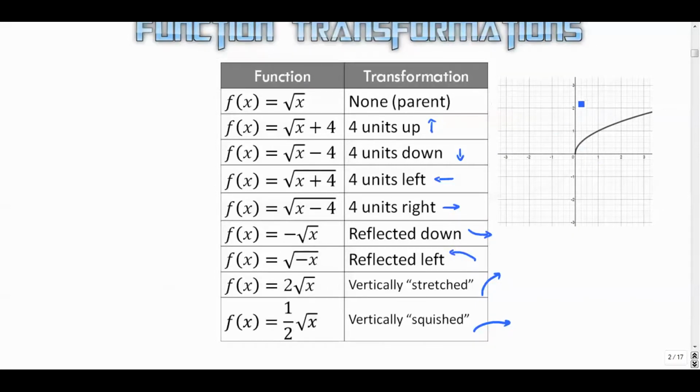if we shift things up, up 4 would be like this. It would be the same exact shape, just up 4. Down 4 is like this, same exact shape, just shifted down. Left 4 is like this, right 4 is like this. Reflected down is like this, reflected left is like this. Vertically stretched is like this, vertically squished is like this.